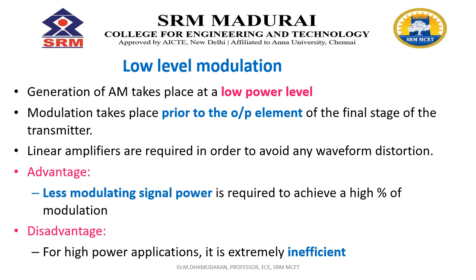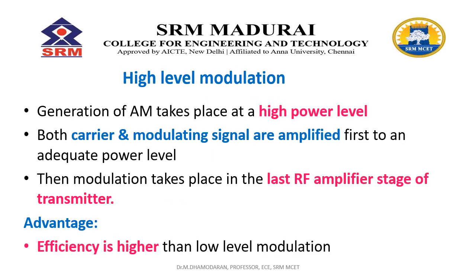In low level modulation, the generation of AM takes place at a low power level. Modulation takes place prior to the output element of the final stage of the transmitter. Linear amplifiers are required in order to avoid any waveform distortion. The advantage of low level modulation is that less modulating signal power is required to achieve a high percentage of modulation. The disadvantage is that for high power applications, it is extremely inefficient. That is the reason the high level modulator was developed.